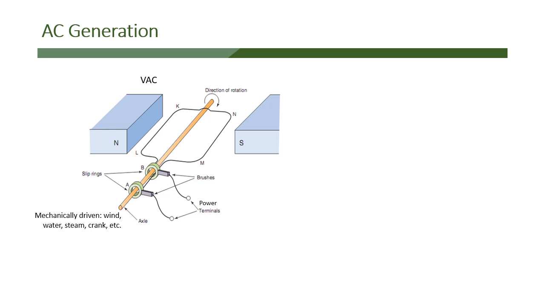We have two rings, one for one side of the coil and one for the other side of the coil, and they will then be where the power terminals come off of, as you can see in the illustration, for us to draw off the voltage and the current. Now that rod, the thing that the coil is attached to, can be driven by wind, water, steam, a crank, whatever can make that motion for you will be able to generate electricity.